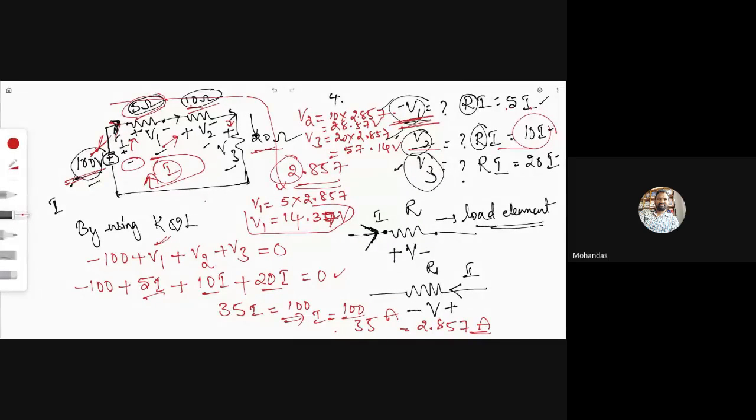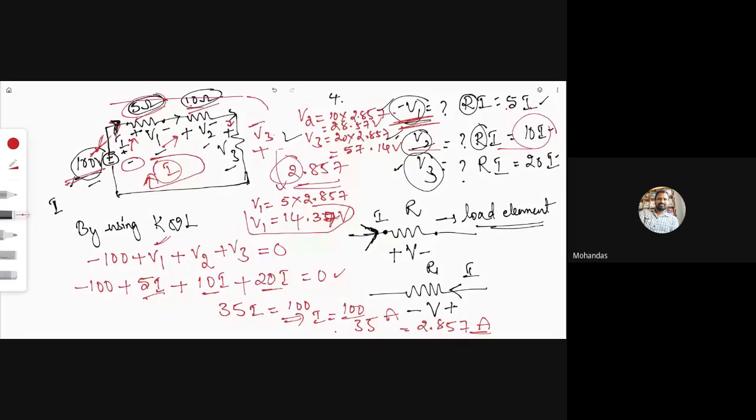If anybody has any doubts, you can ask. Simple application of KVL and Ohm's law in this problem. Yeah, in the previous class we discussed one problem. In that problem, sometimes they will give polarities themselves. Likewise, they will give this is plus and this is minus V3. They want to calculate with these polarities. So at that time, you have to calculate.